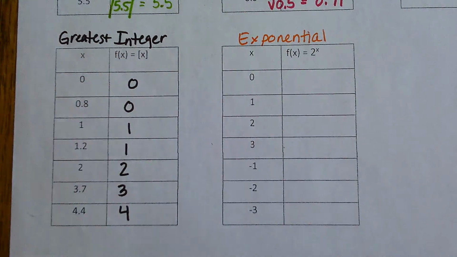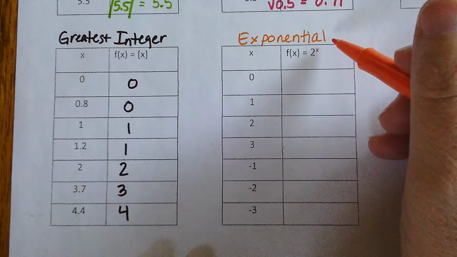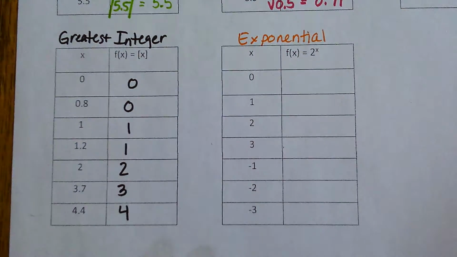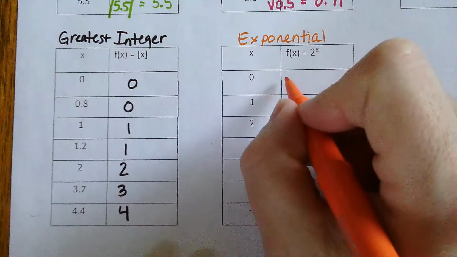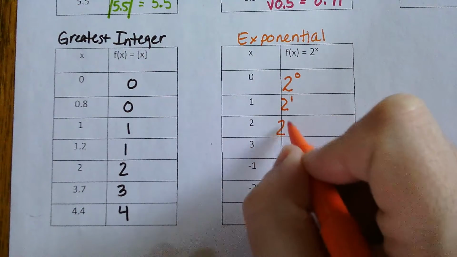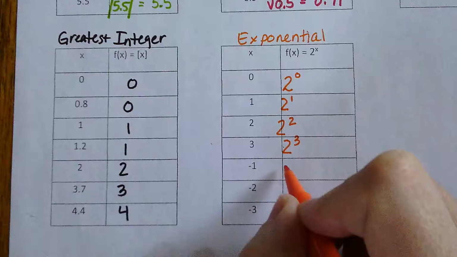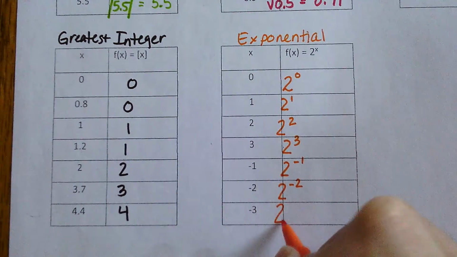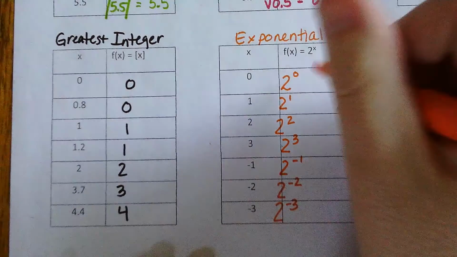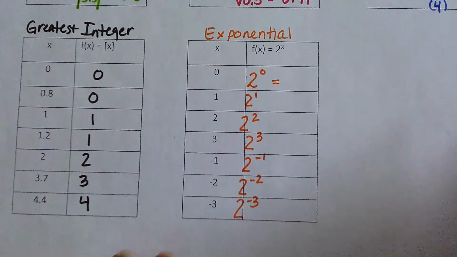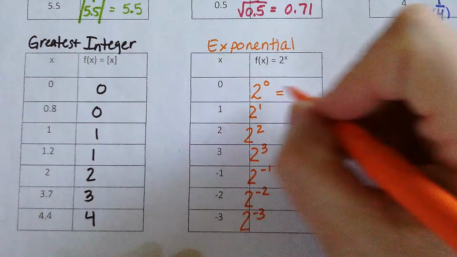Our last one is an exponential function. That's because x is the exponent in exponential functions. So you're going to substitute 0 and 1 and 2 and 3, -1 and -2 and -3. Since we've done so much work with exponents pretty close to now, this shouldn't be too bad.